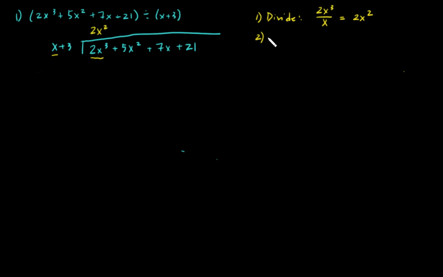Number 2, after we do that, we are going to multiply. What are we going to multiply? We're going to multiply the part of the quotient that we just found and the entire divisor. So we're going to multiply 2x squared times x plus 3. So we end up with a 2x cubed plus 6x squared. Let's go ahead and write that underneath.